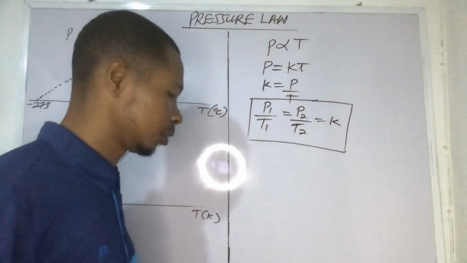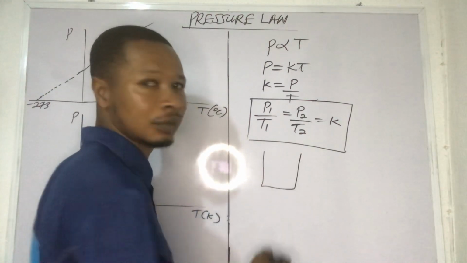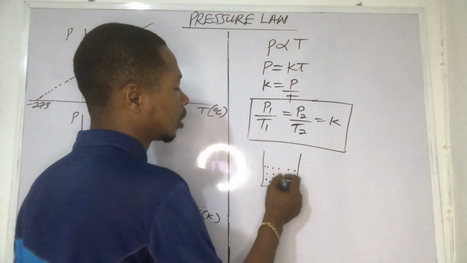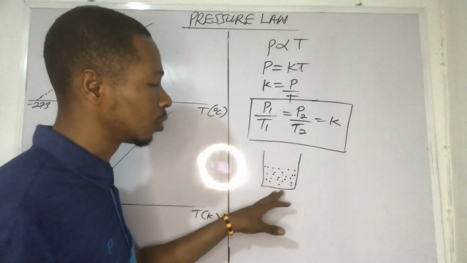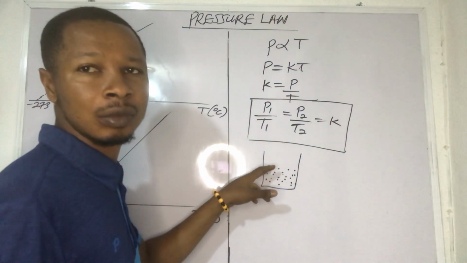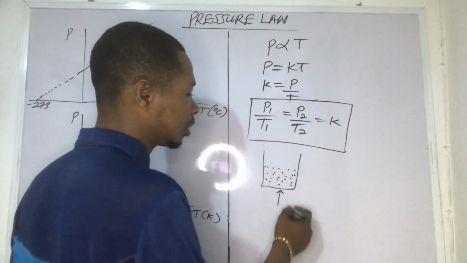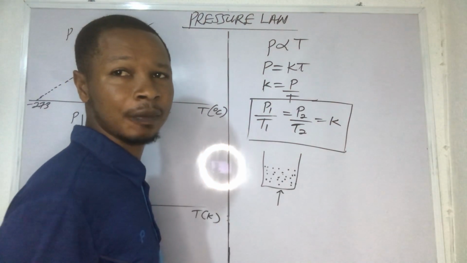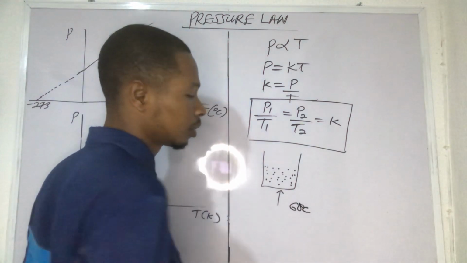Now, suppose you have a container like this, containing gas molecules like this. These molecules occupy this volume. Now, if you increase the temperature, let's assume the temperature is at 0 degrees Celsius originally. Then the temperature is now increased to 60 degrees Celsius.